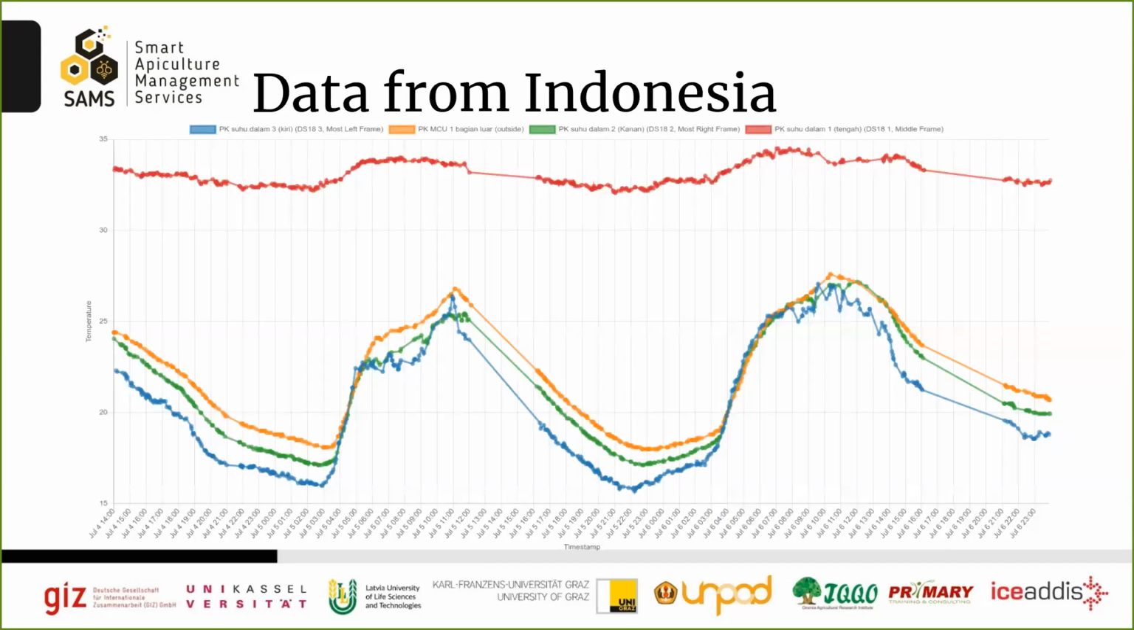And here you can see examples of data from Indonesia, where our colleagues put in 3 sensors, 2 on the sides inside the hive and 1 in the middle. As we can see, the one in the middle is one of the important ones, because on the sides those values are quite the same as the outside temperature. So this also shows how important it is where the sensor is placed.